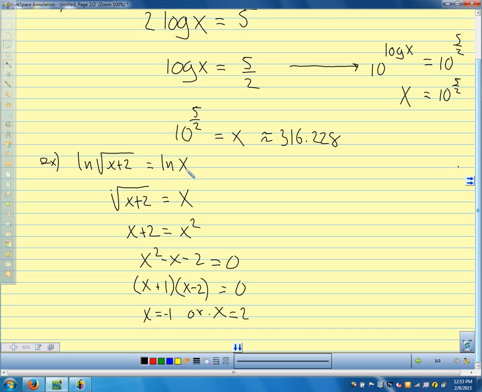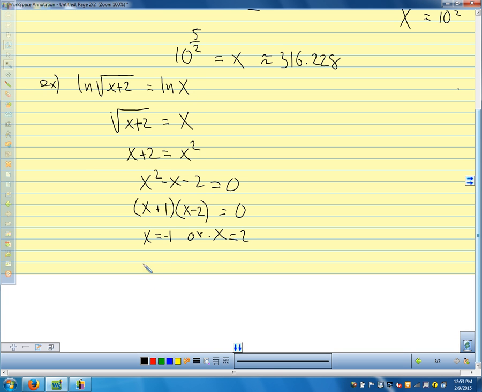Is that okay? Natural log of 1 equals the natural log of negative 1. Is that true? What else is a problem there? If I plug in negative 1 here, what's our domain? What's the domain of our logarithmic function? X greater than 0. This is out of the domain. So that can't be a solution, so I throw that one out.